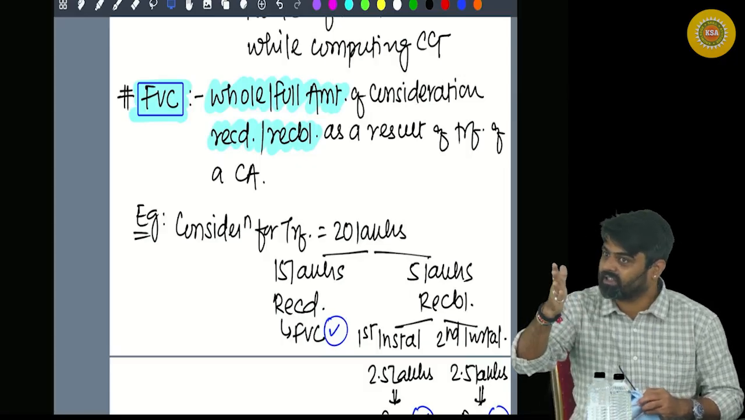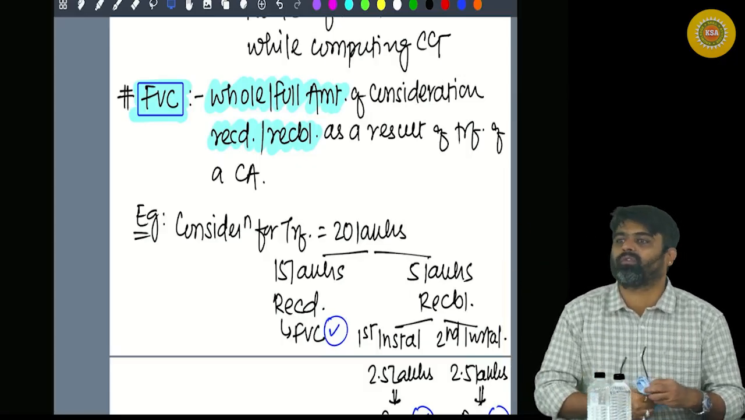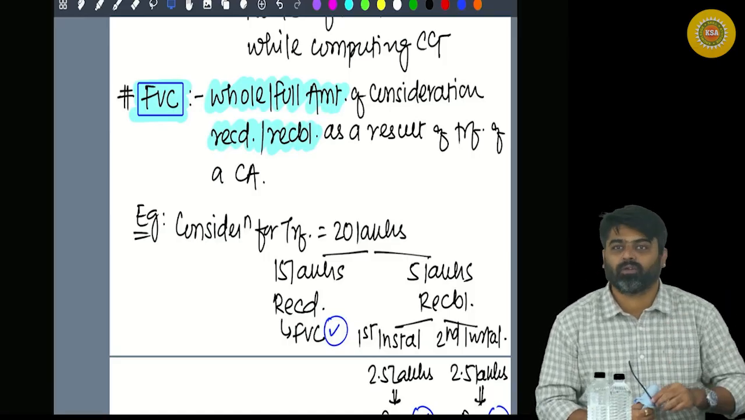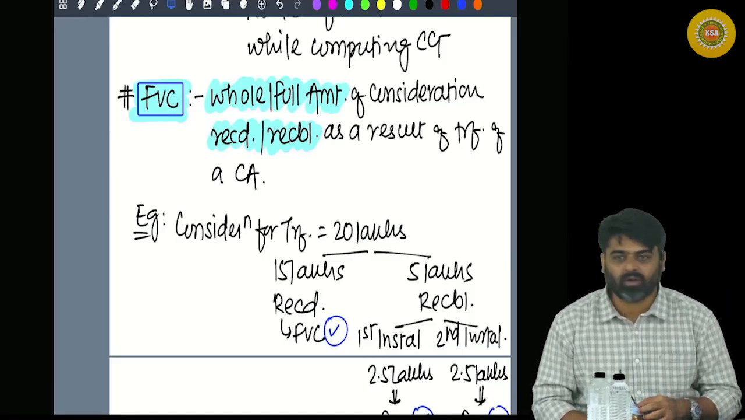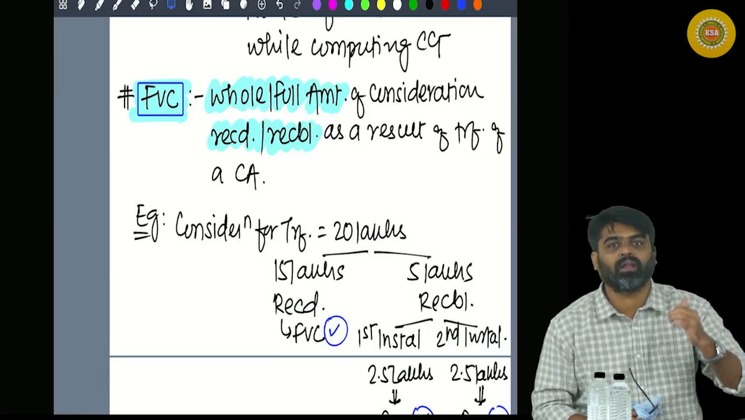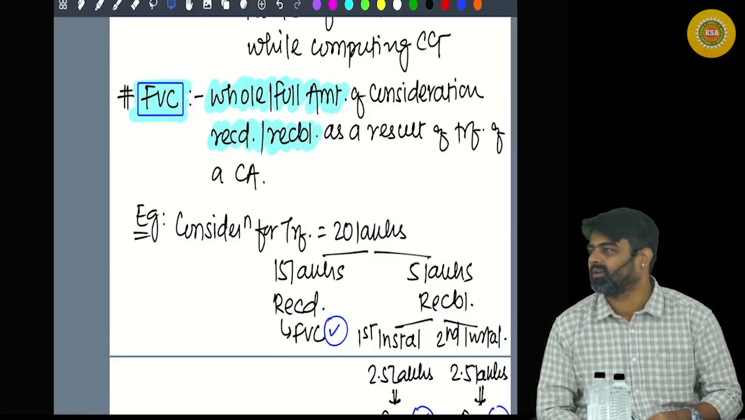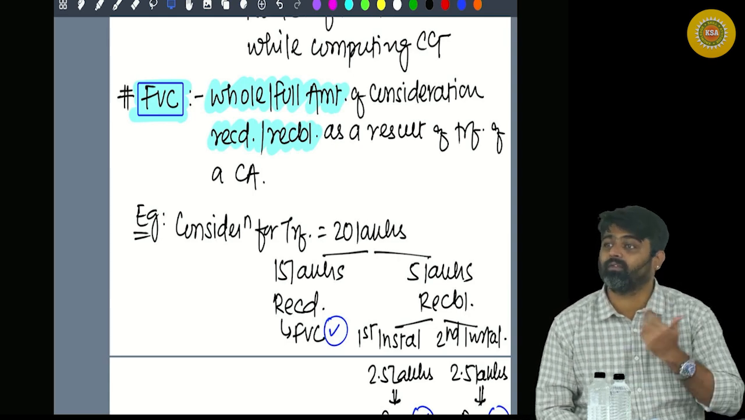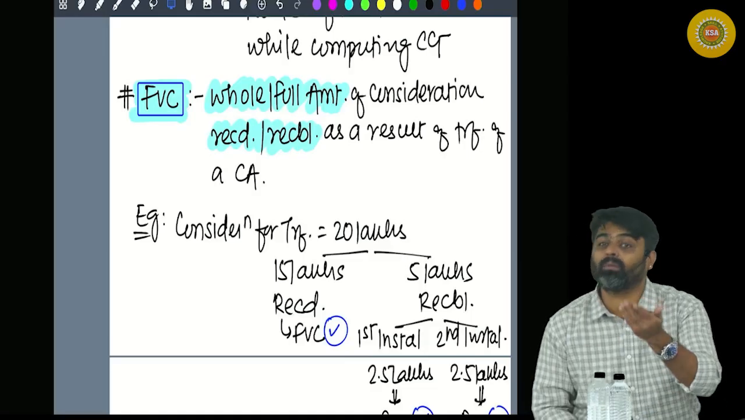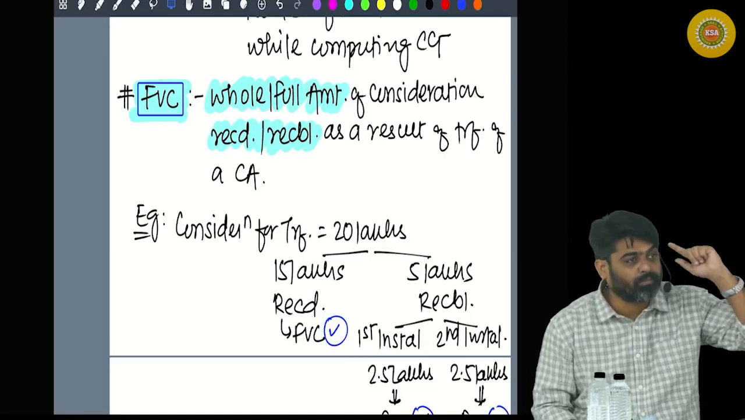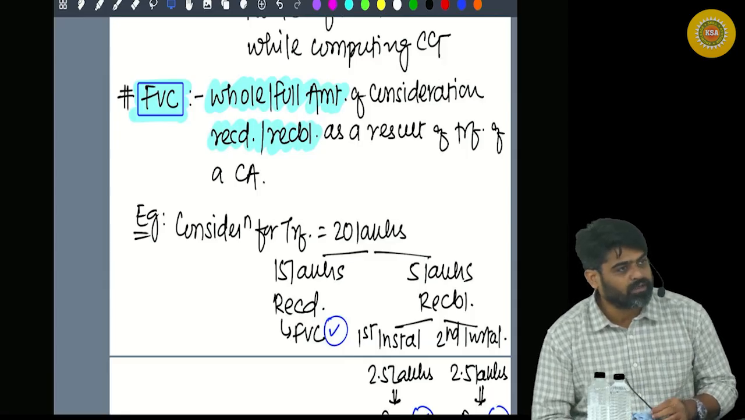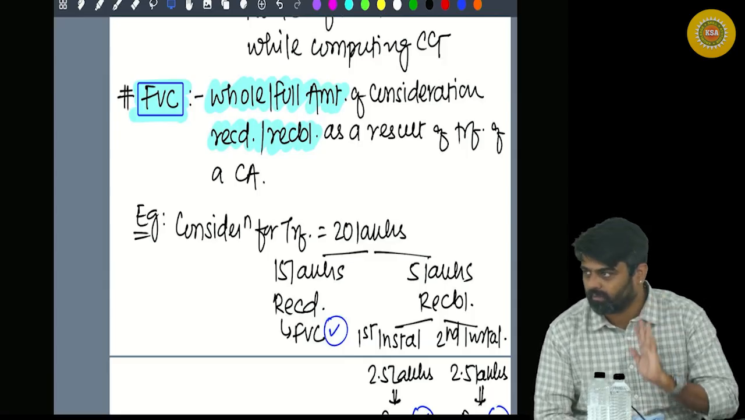Your sale consideration we will not take as your full value of consideration. We will take the stamp duty value as your full value of consideration. You are not going to pay tax on 30 lakh of income. You are going to pay tax on 45 lakh of income. Yes or no? So there are some cases in which the full value of consideration will not be the actual amount of consideration. Some notional, imaginary amount will be treated as your full value of consideration. Those cases will come in front of you.